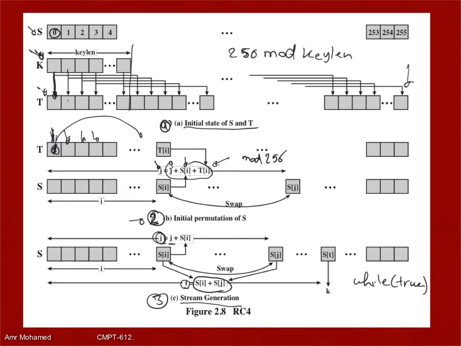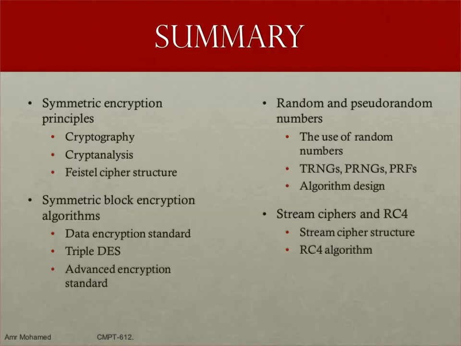T equals S[i] plus S[j]. So that T is the value that we generate, and we XOR it with the byte that's coming from the plain text. Okay. So the pseudo-random number generators have now been used to generate a random sequence to facilitate the stream cipher.